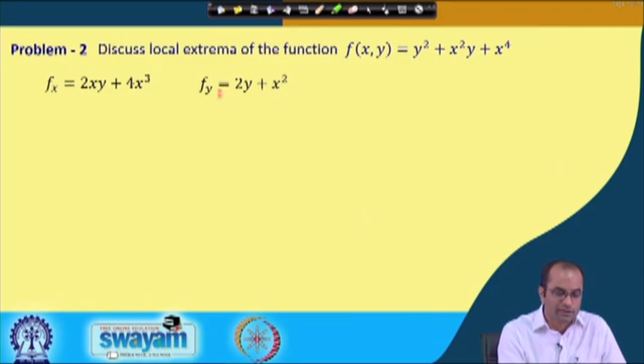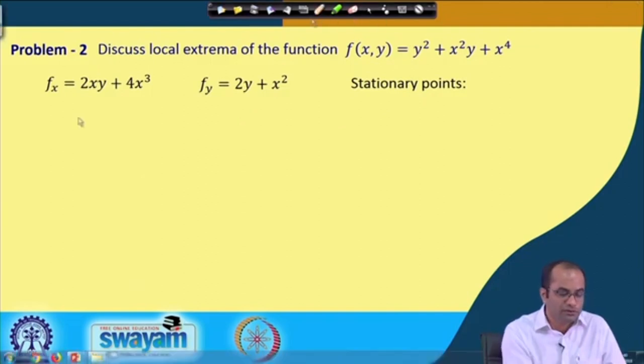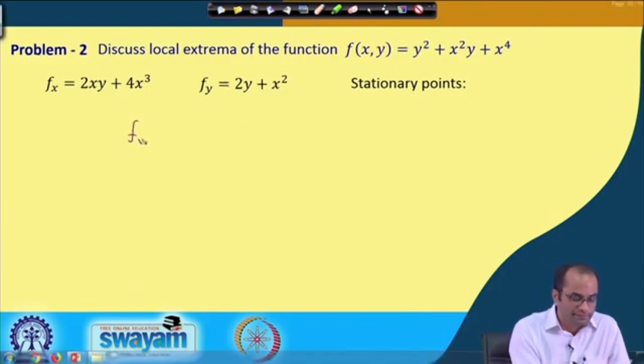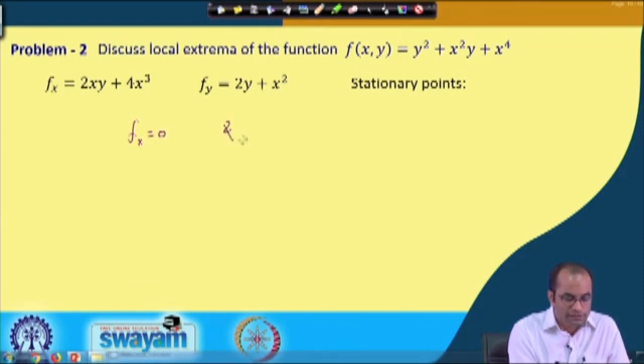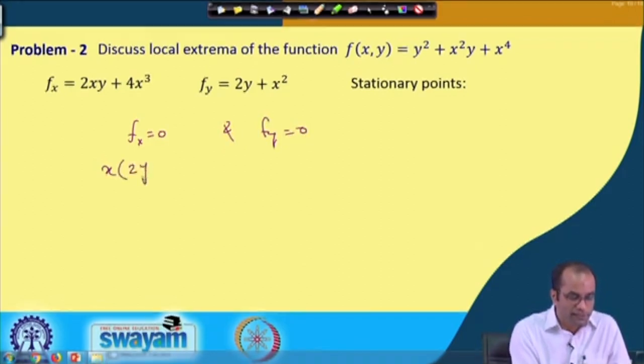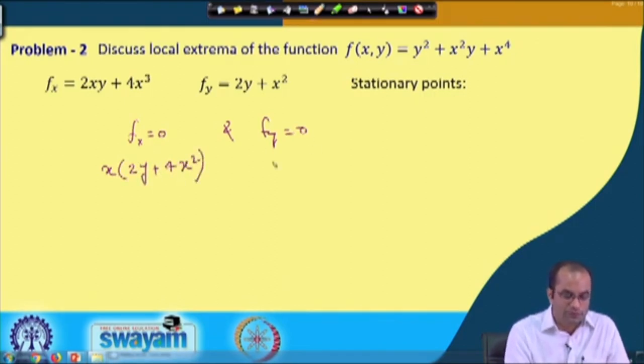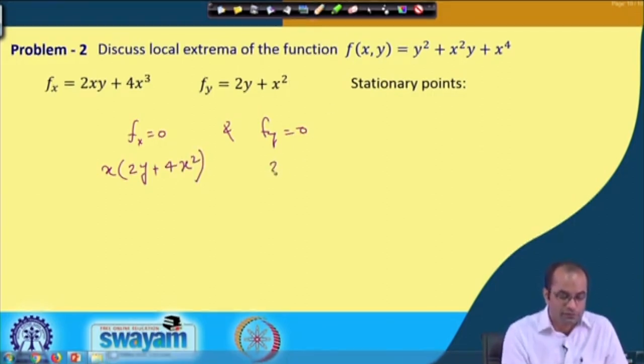and plus x square. So, we have the partial derivatives, and to get the stationary point, we need to solve these two equations, that means the f x is equal to 0 and this f y is equal to 0. So, from here we have this x into 2 y plus this 4 x square, and f y is equal to 0, we will get, when we set to 0, that means 2 y and plus x square is equal to 0.